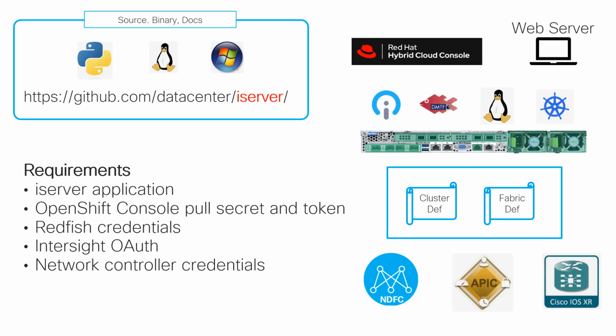First of all, you need to download the application itself from GitHub. You need to configure the application with the OpenShift console pull secret and token, so iserver knows how to correctly communicate with Red Hat's hybrid cloud console. You also need to configure the Redfish credentials for server interaction, such as server checks, firmware upgrades, etc. And also network controller credentials, so the iserver application will know how to check or configure the network fabric.